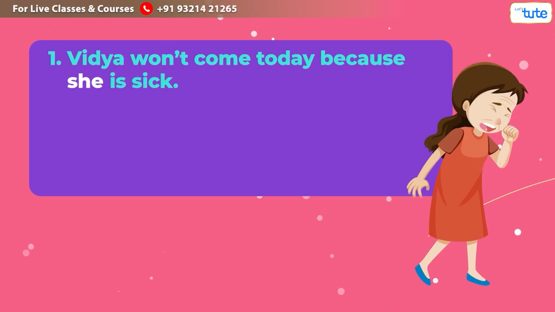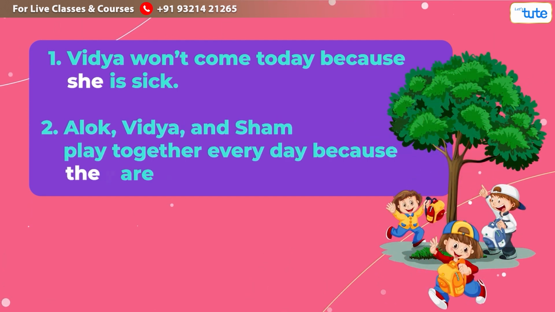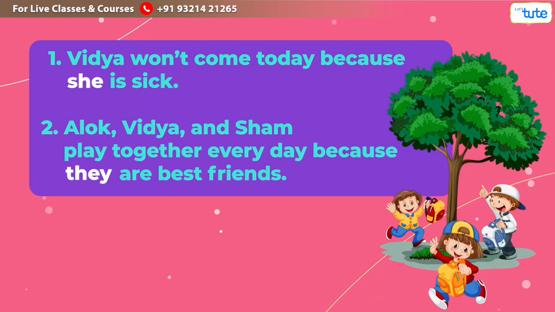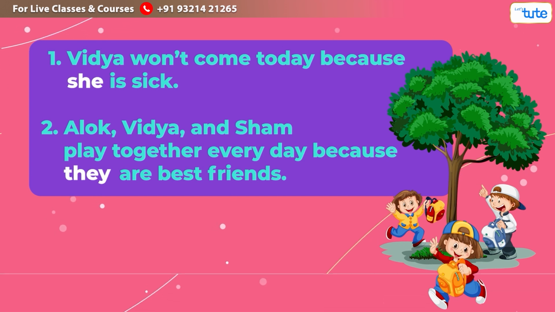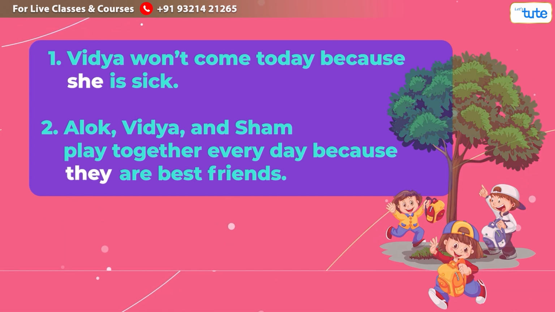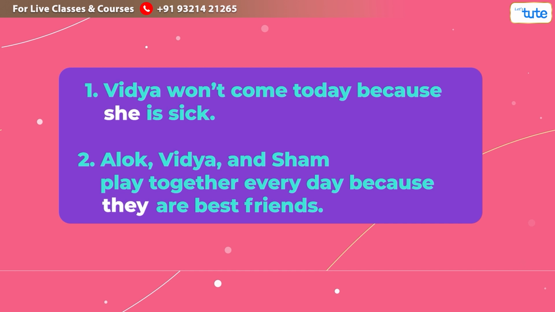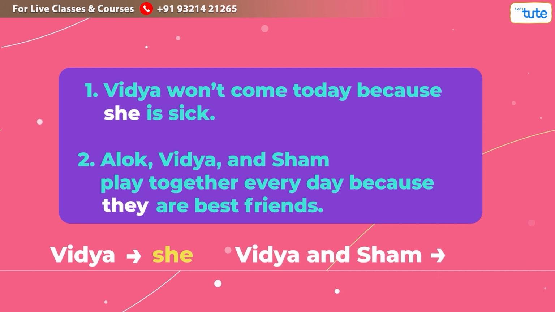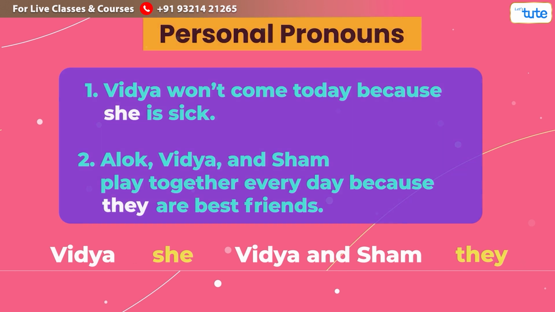Vidya won't come today because she is sick. Alok, Vidya and Shyam play together every day because they are best friends. Here, as we can see, Vidya is replaced by she, whereas Alok, Vidya and Shyam are replaced by they. These words are all called personal pronouns.